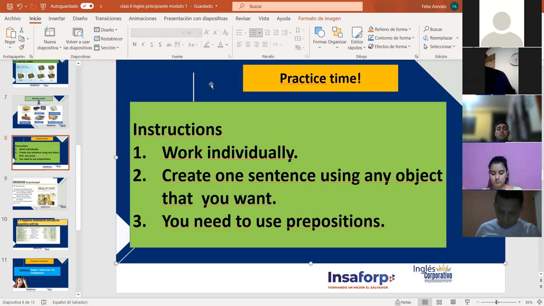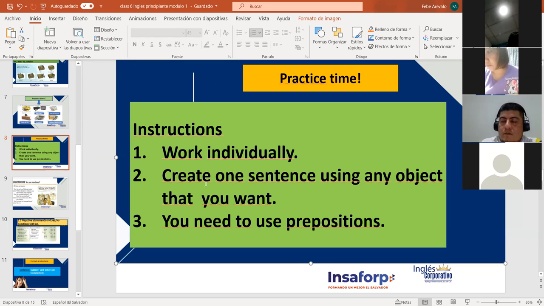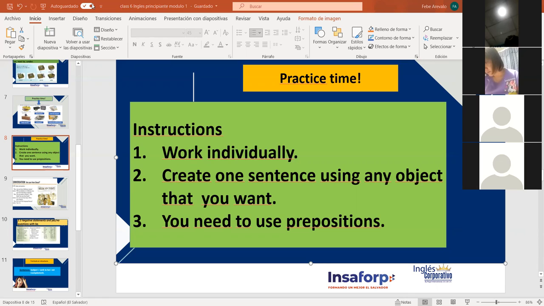Ana Melara. My sentence is the person is on the table. All right, very good. Thank you. Un poquito, le falló un poquito el audio, pero no se preocupe, right? Let me see, Miguel Morales, your sentence. The laptop is on the desk. Uh-huh, the laptop is on the desk, in the desk, all right?